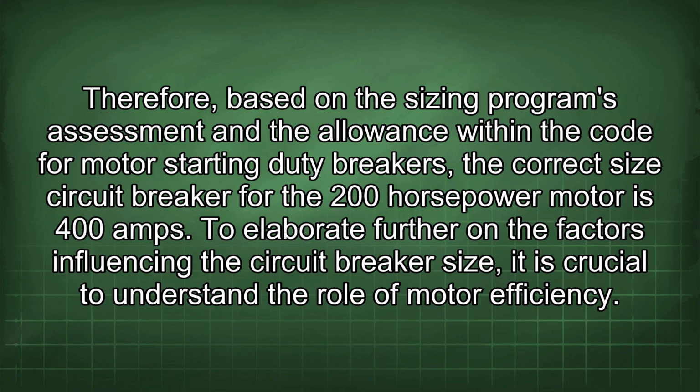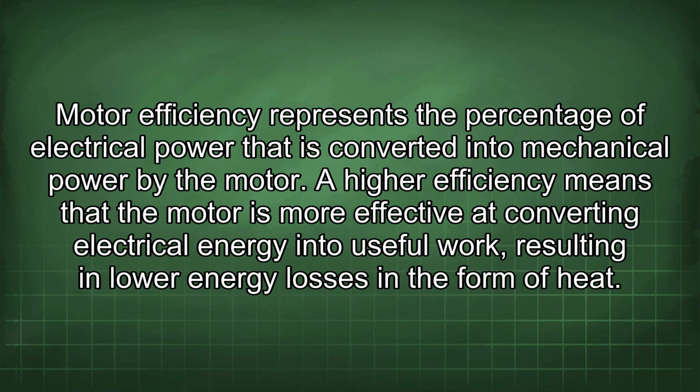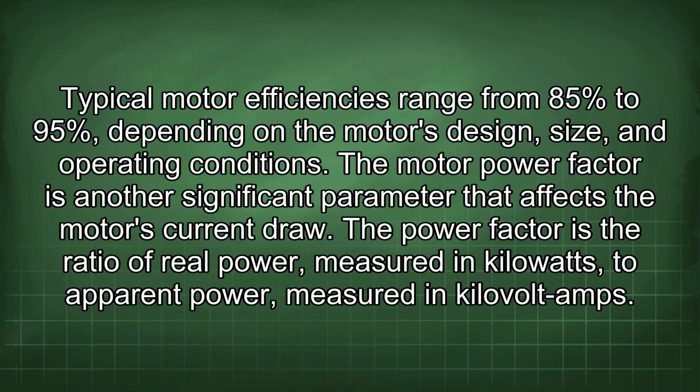To elaborate further on the factors influencing the circuit breaker size, it is crucial to understand the role of motor efficiency. Motor efficiency represents the percentage of electrical power that is converted into mechanical power by the motor. A higher efficiency means that the motor is more effective at converting electrical energy into useful work, resulting in lower energy losses in the form of heat. Typical motor efficiencies range from 85% to 95%, depending on the motor's design, size, and operating conditions.